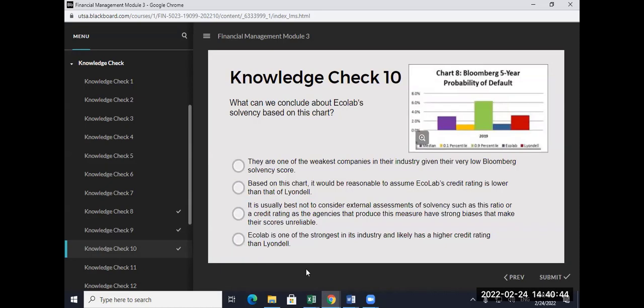Okay. Here's the probability of default. This is Ecolab, one of my favorite companies. They are one of the weakest companies in the industry, given their very low Bloomberg solvency score. It would be reasonable to assume Ecolab's credit rating is lower than Lyondell's. It is usually best not to consider external assessments of solvency, such as this ratio or a credit rating, as agencies that produce this measure have strong bias that make their scores unreliable. Ecolab is one of the strongest in the industry and likely has a higher credit rating than Lyondell.